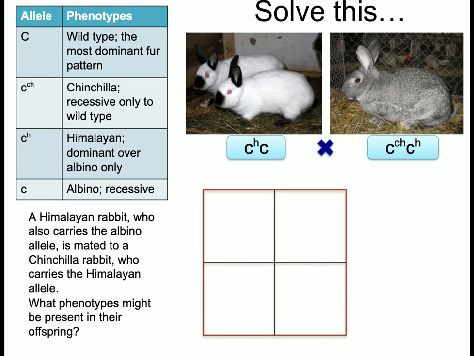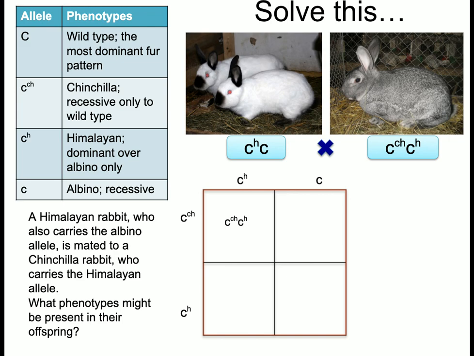We can try it with this one. Let's say a Himalayan rabbit who has the albino gene, so they are C with the little h and then just the c for albino, is mated to a chinchilla rabbit who has the Himalayan gene, which is C, c-h. And we can see what the phenotypes would be. We can do our little Punnett square.